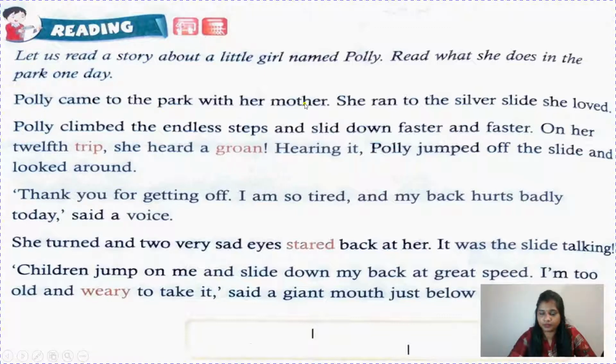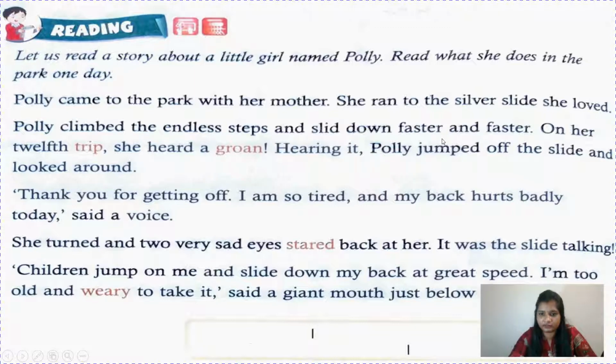Polly came to the park with her mother. She ran to the silver slide she loved. It means she comes to this park very often because she knew that there is a silver slide and she loved that the most. That is why as soon as she entered the park with her mother, she ran to the silver slide. Polly climbed the endless steps, means she loved it so much that continuously she was just going up and down. So she climbed the endless steps and slid. Slid means to slide. Slid down faster and faster.